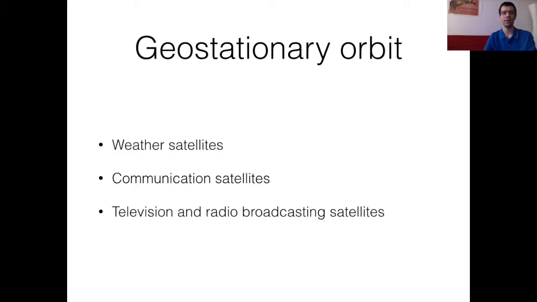Now, last but not least, what are the use cases for a geostationary orbit? Well, the geostationary orbit is useful for weather satellites, for communication satellites, and for television and radio broadcasting satellites. Additionally, the geostationary orbit also has good use for defense satellites and for intelligence satellites.